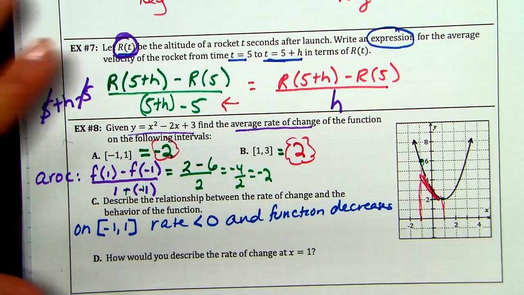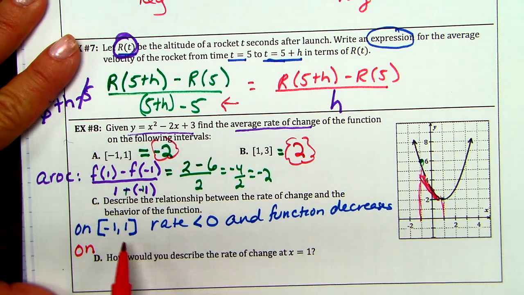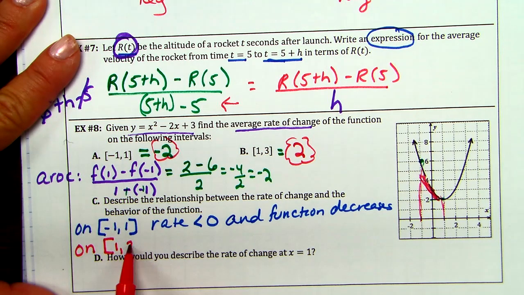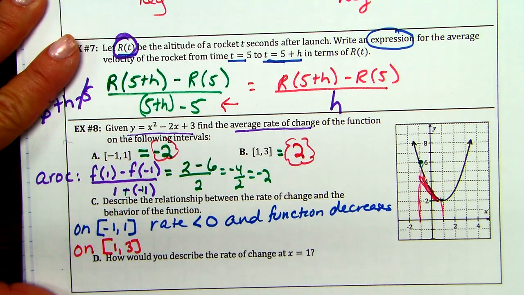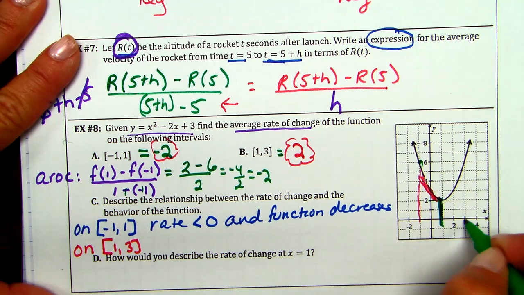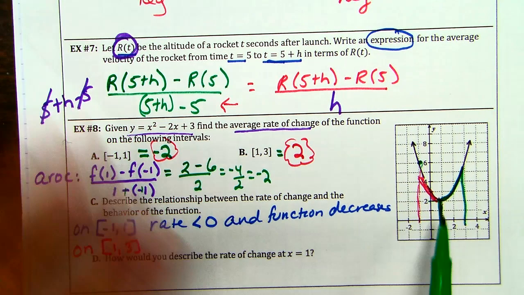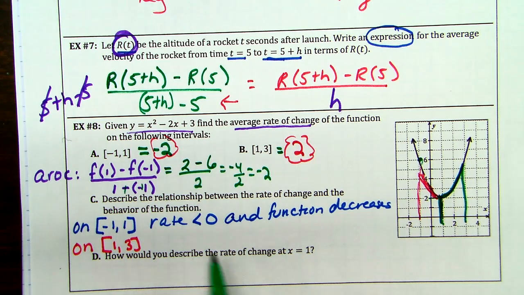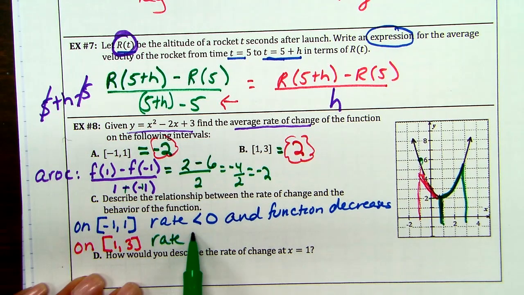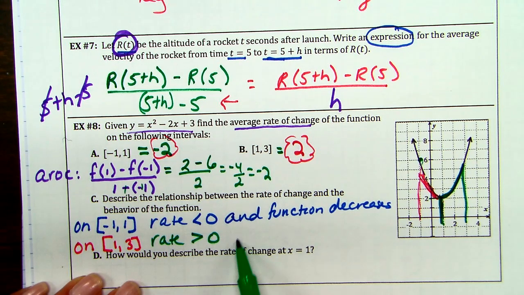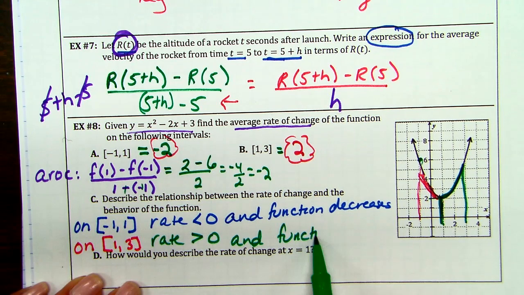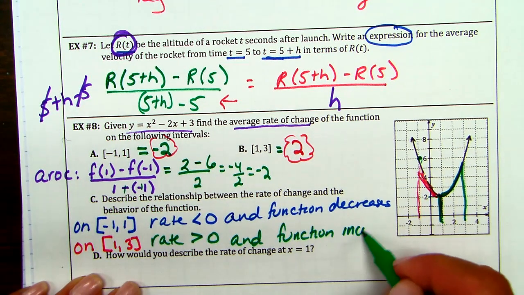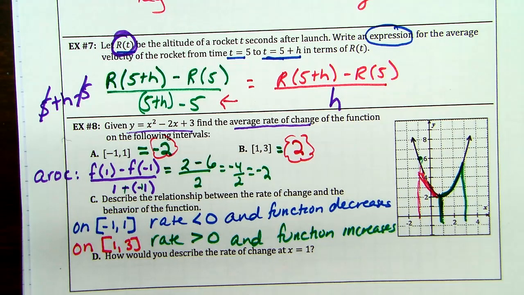And of course, I didn't make you do the work, but trust me, I did it right. On 1 to 3, which would be from here to here, this part right here, it makes sense that we got a positive answer, right? Because it's increasing, going up the roller coaster. Our rate is greater than 0. Code for positive, right? Fancy talk for just negative and positive. And the function increases, thank you. I really want you guys to make that connection, all right?